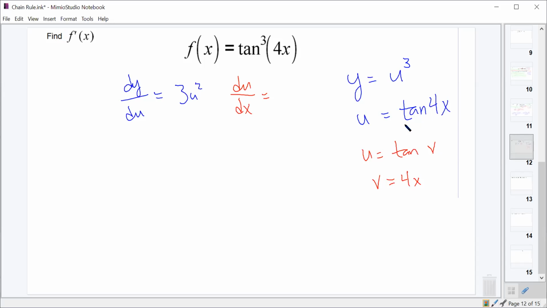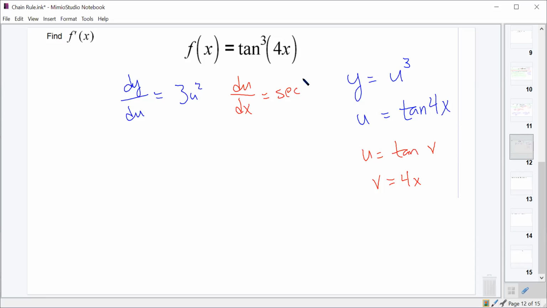All right, sorry, Bachelor, go ahead. I think on the right side, shouldn't it be x equals tan v? Or wait, no, that's u. So this is u, right? U is tangent 4x, so u is the tangent of something, with that something being 4x. Okay. All right, so what's the derivative of tangent v?